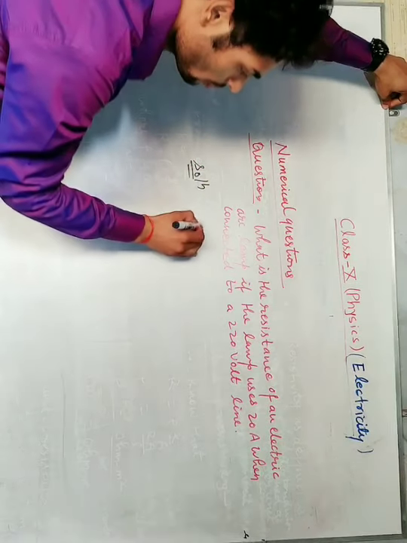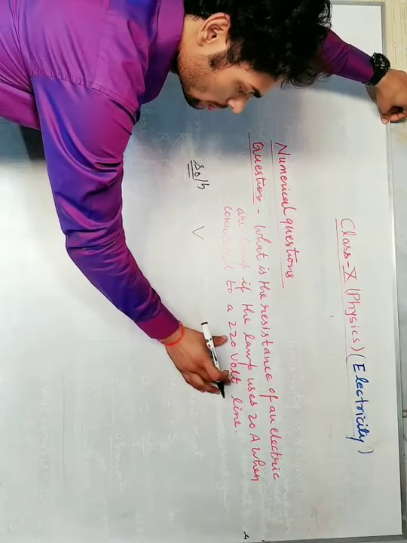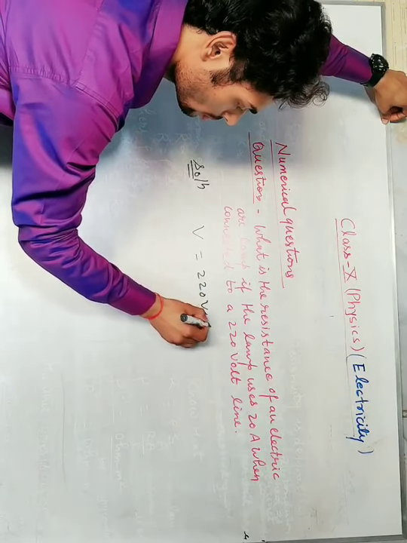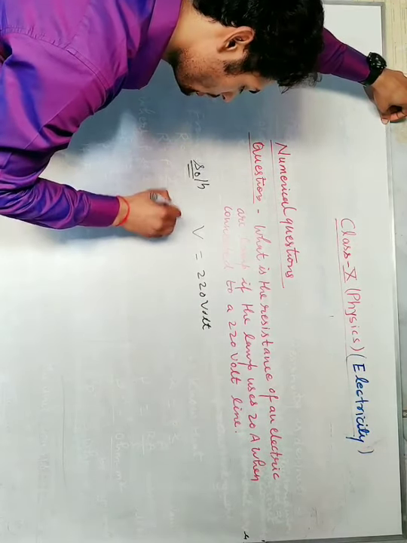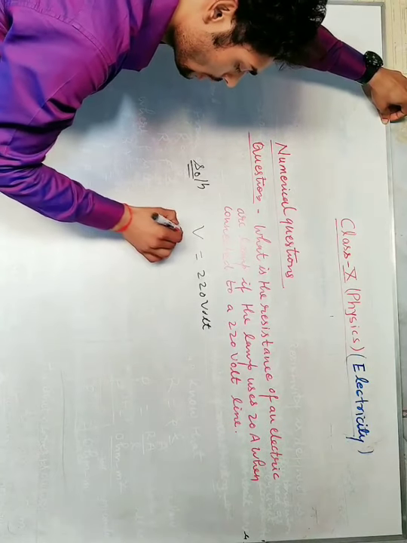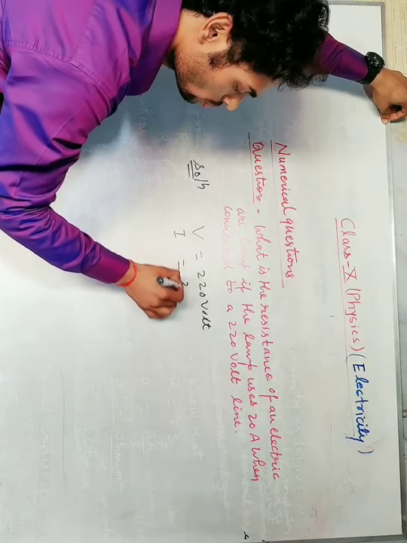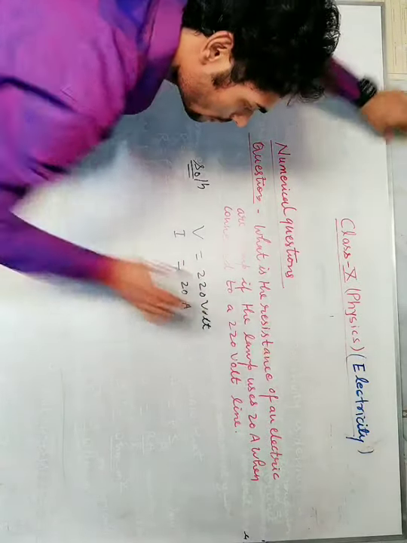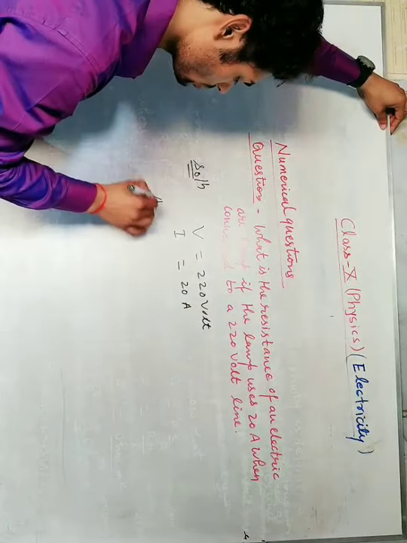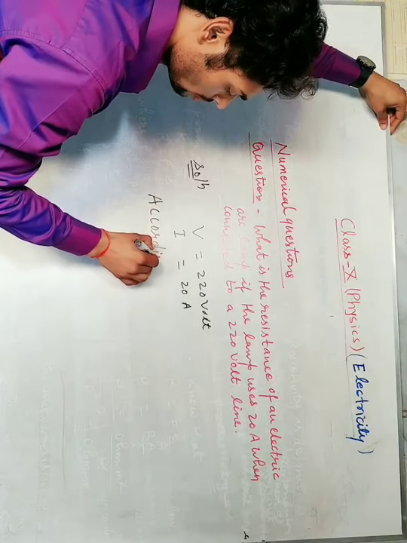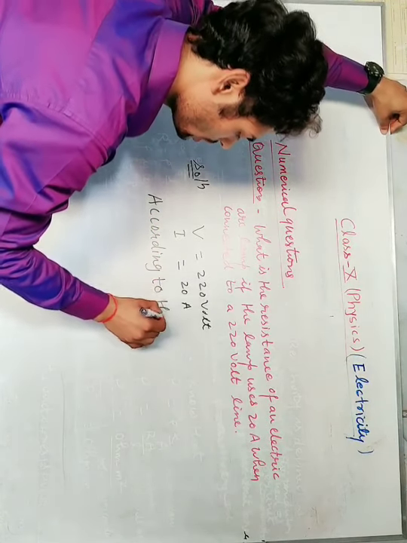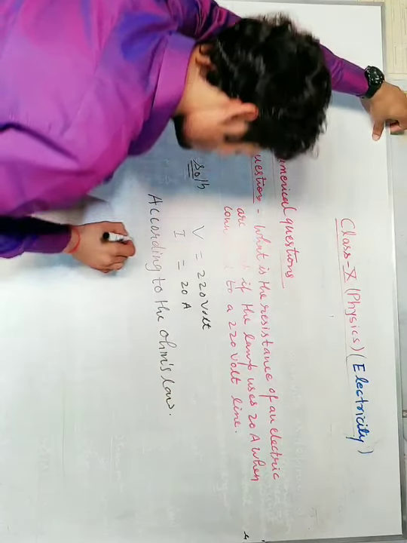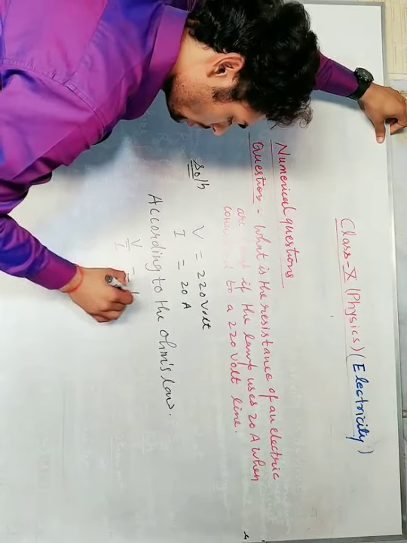Here given that potential difference V equal 220 volt and current I equal 20 ampere. Then we have to find value of resistance. Then according to the Ohm's law, V upon I equal R.